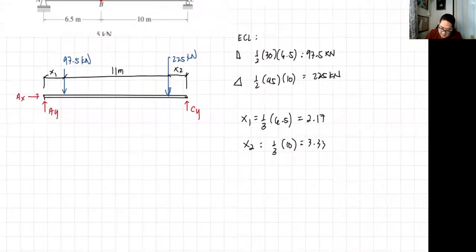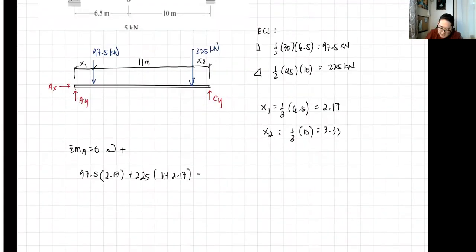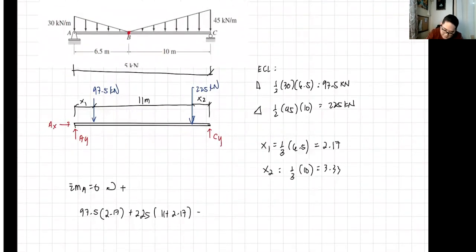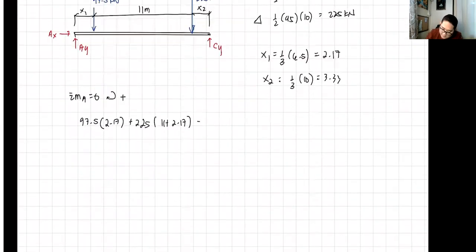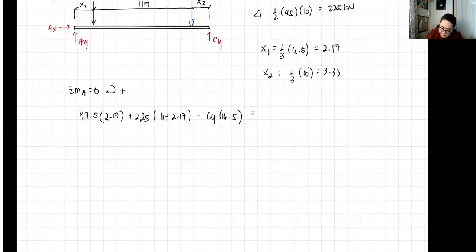Okay, next, support reaction. Let's start with summation of moment at point A equals 0, taking clockwise as positive. So we have 97.5 times x1, so 2.17, plus our 225 times 11 plus 2.17, minus CY times the total distance of 16.5, because its rotation is counterclockwise, equals 0.